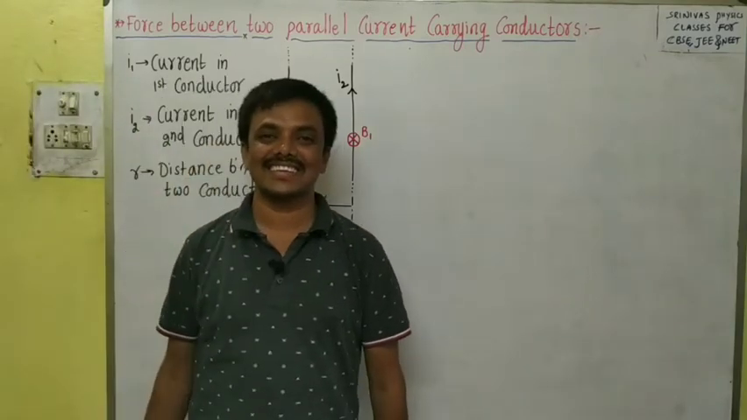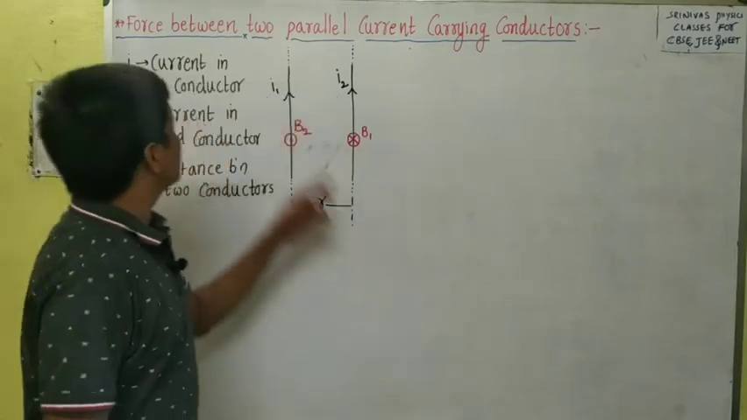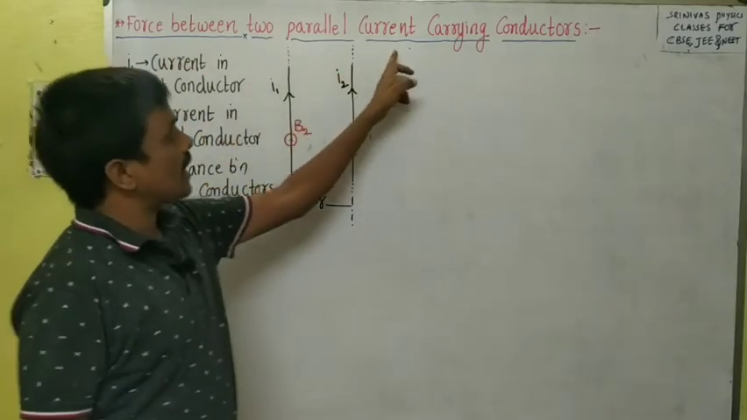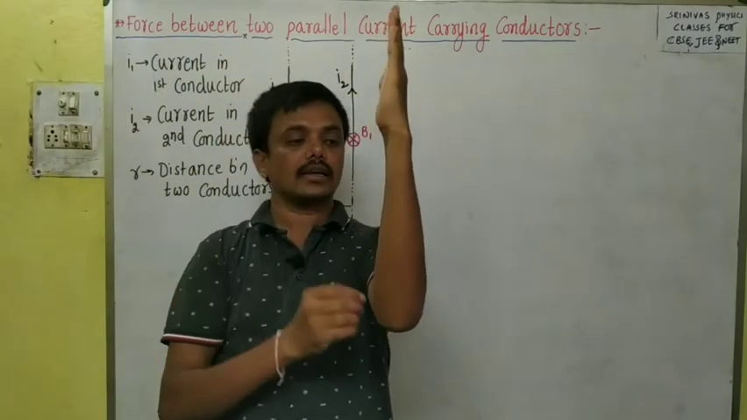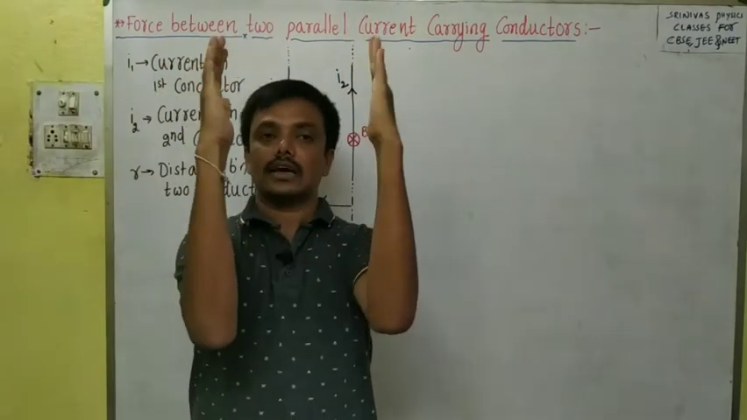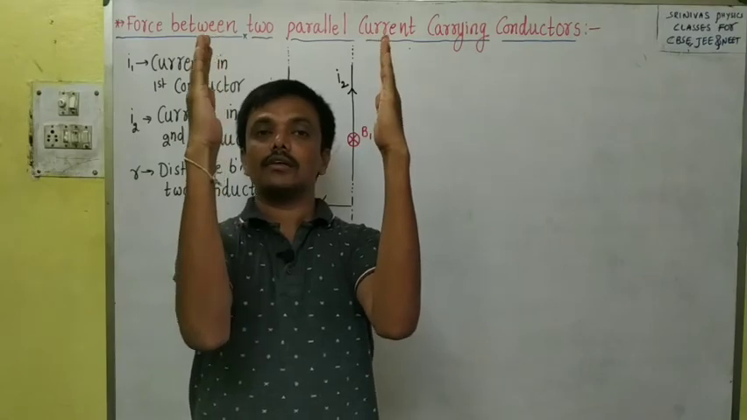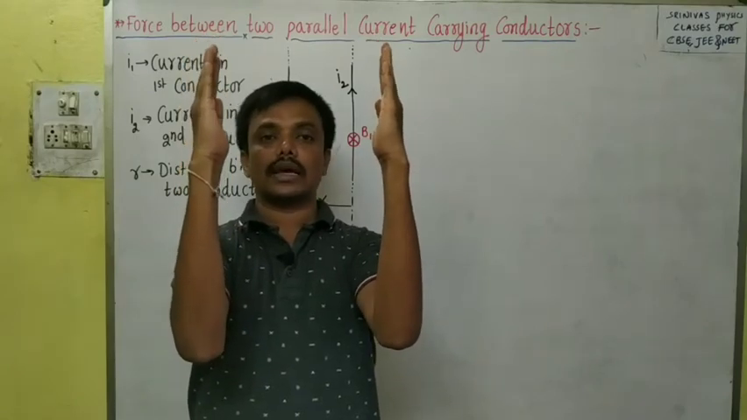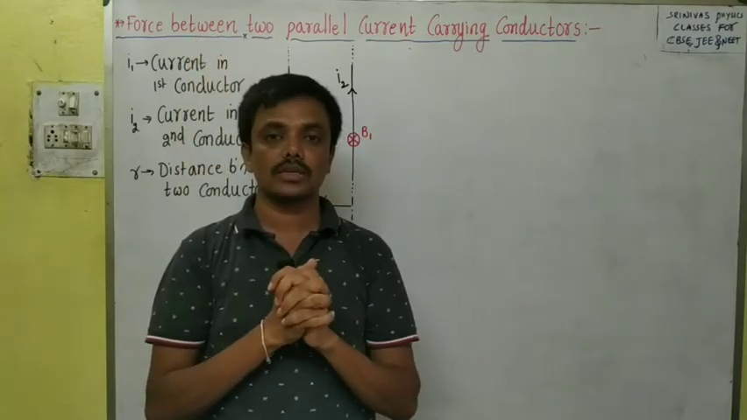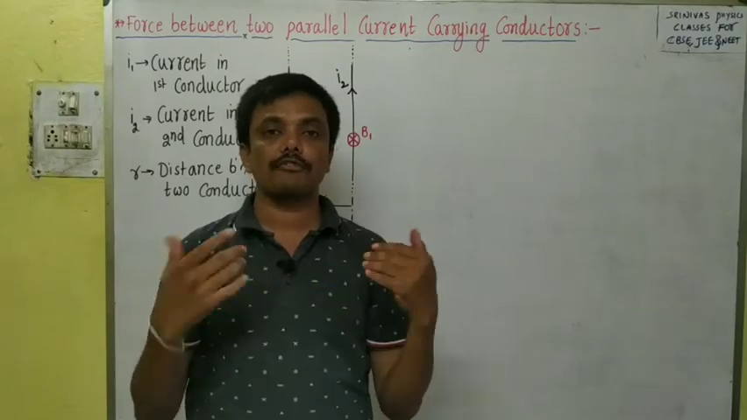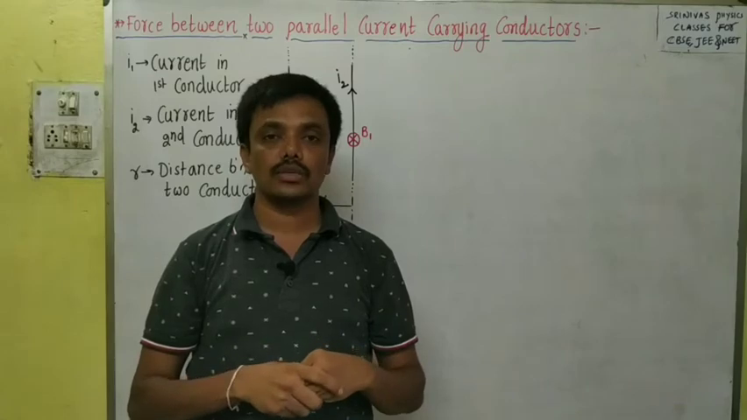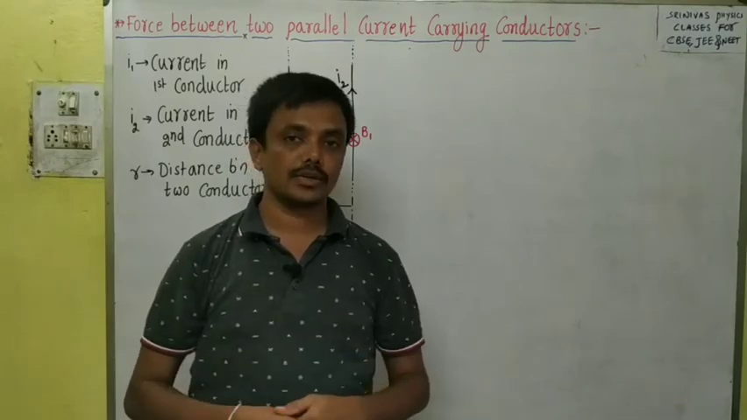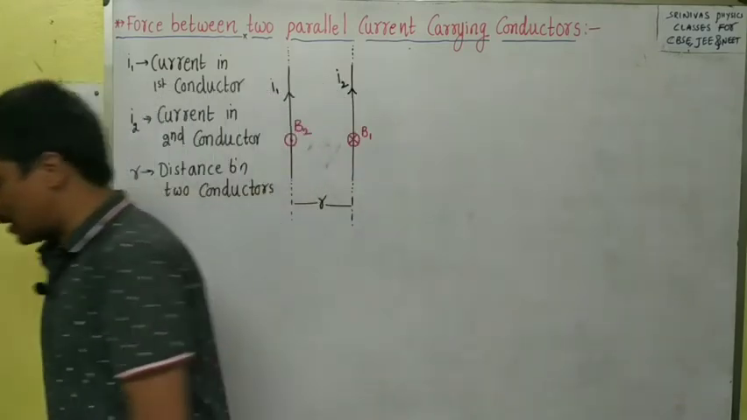Hi to all. Today's topic is force between two parallel current carrying conductors. There are two parallel current carrying conductors, and in them current is flowing. Then in between these two current carrying conductors there is some force. On what factors that force depends and what is the formula to find out the force, I am going to explain today. Okay, and listen very carefully.